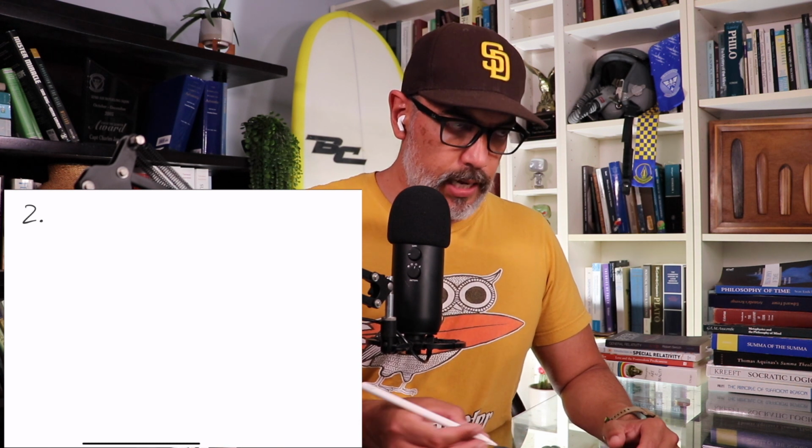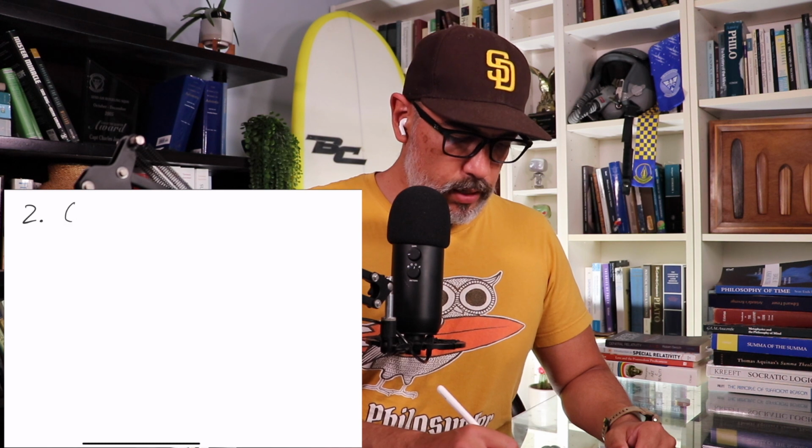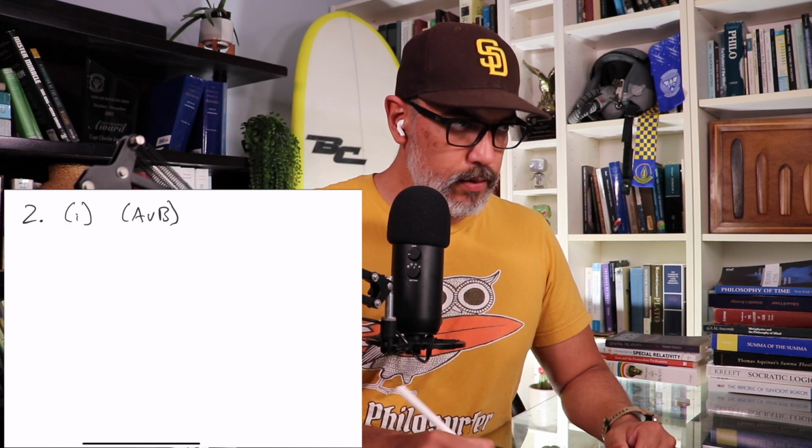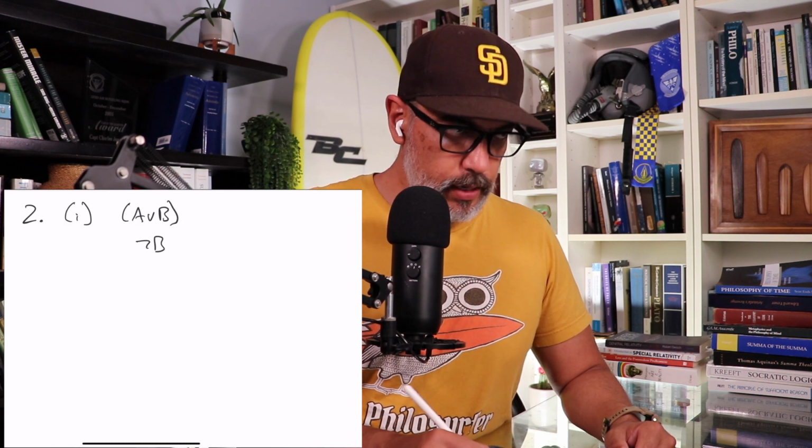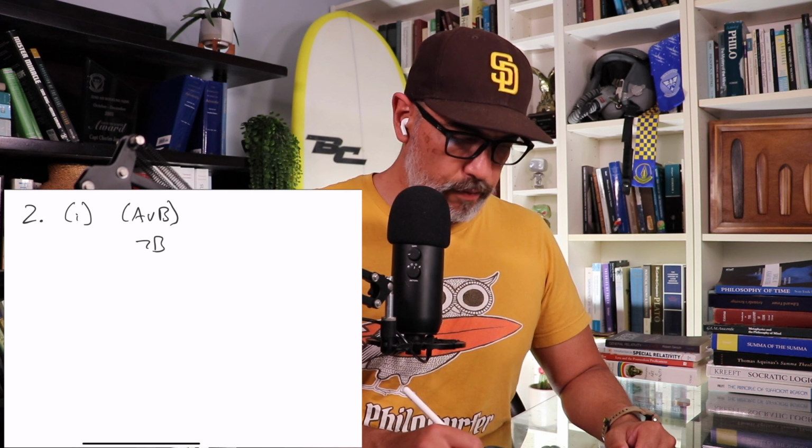All right, number 2 says, using trees, test whether the following sets of propositions are satisfiable. For any set that is satisfiable, read off from an open path a scenario in which all the propositions of the set are true. So we have for number 1, A or B, not B, and if A, then B.